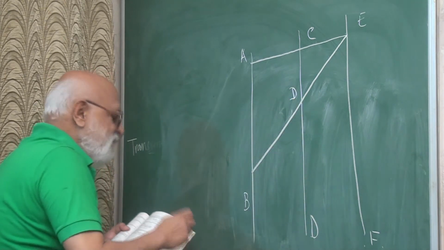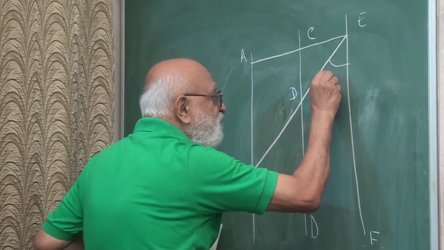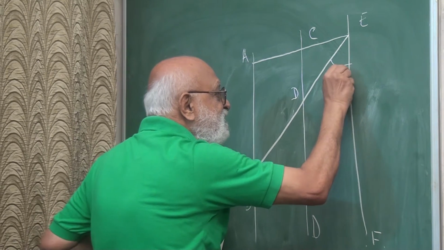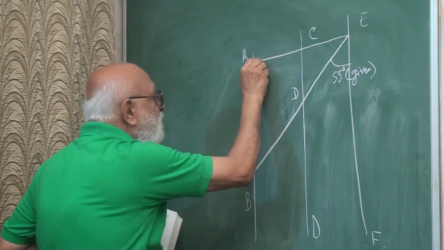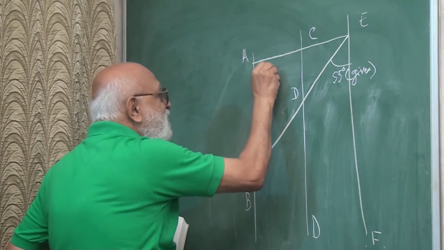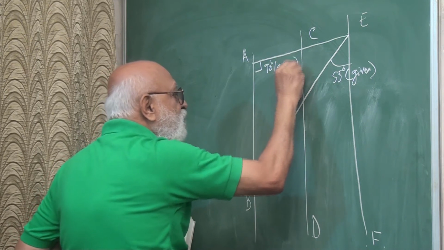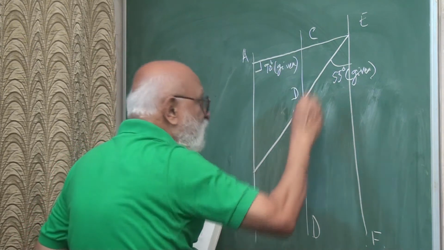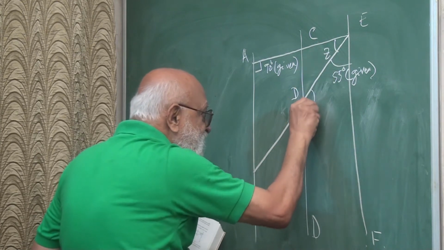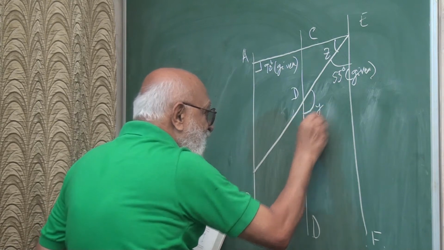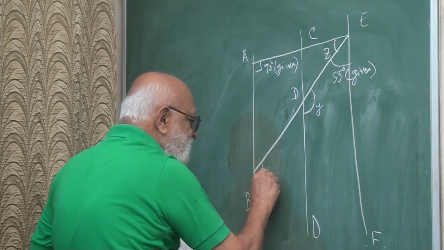And what is given? Given is this angle 55. This is given, and this is given as perpendicular, so 90 degrees is given. Then what do we have to do? We have to find out this angle Z, we have to find out this angle Y, and we have to find out this angle X.